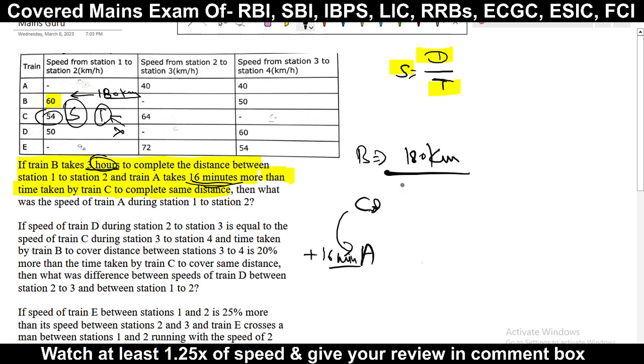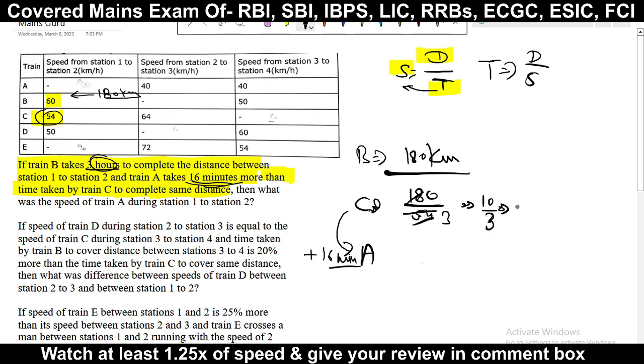So how to calculate this? To calculate time, just switch this to that side, and the formula will be time equals distance by speed. So what is the distance? The distance is 180 kilometer, divided by speed. What is C's speed? C's speed is 54 kilometer. So divide this by 54. If we divide this by 18, 3 times 18 is 54. So what is left now? 10 by 3. And if you divide 10 by 3, it will give you 3 1 by 3 hours.